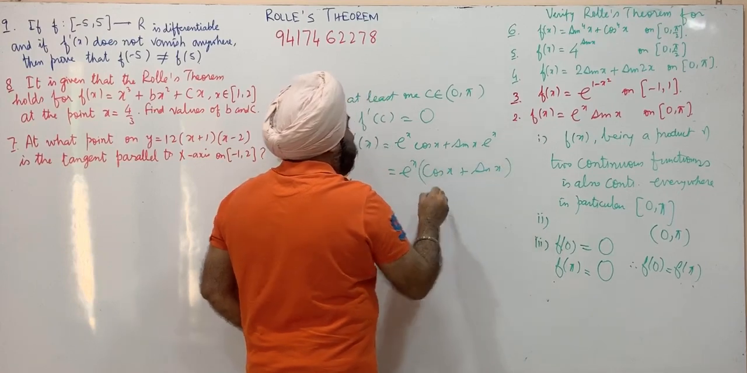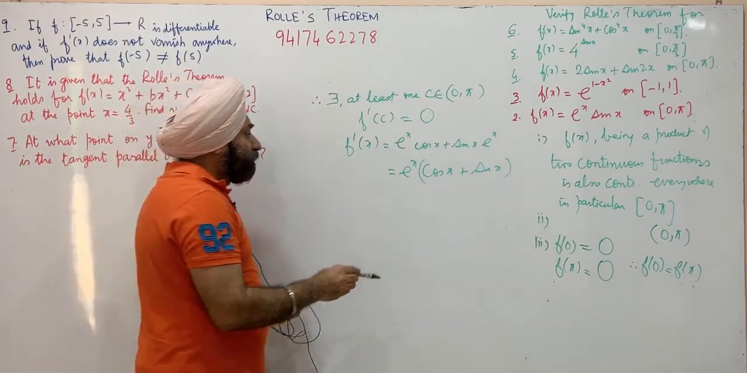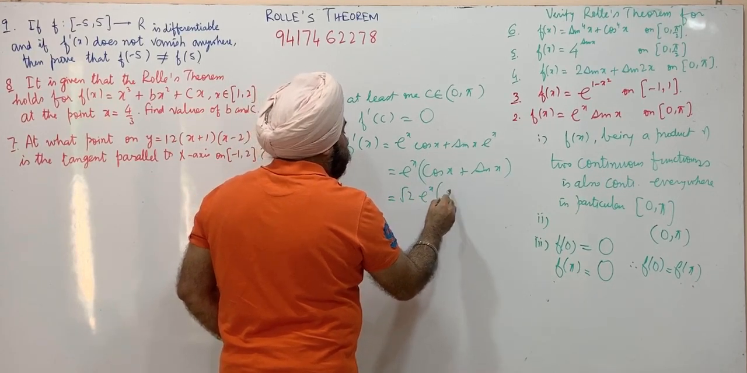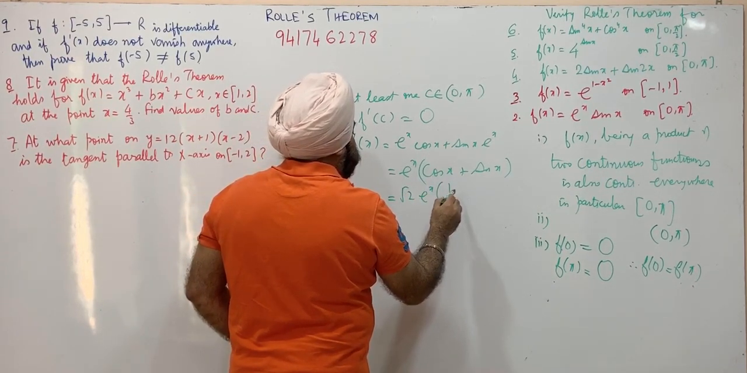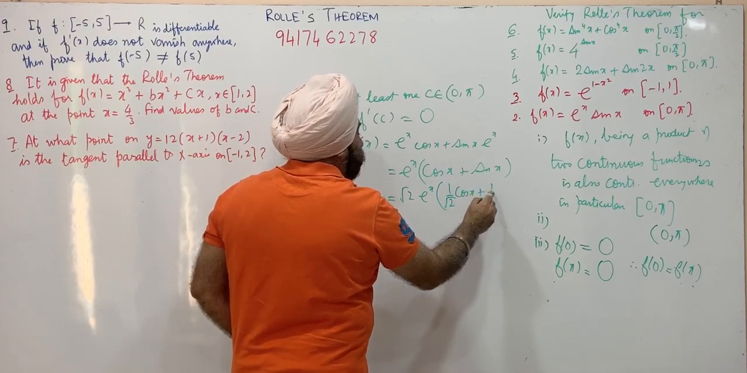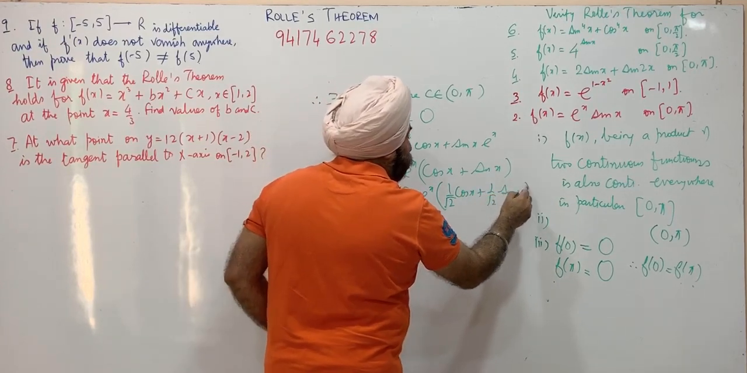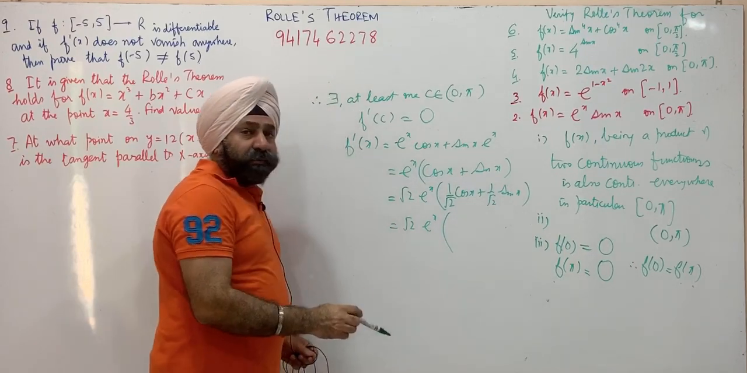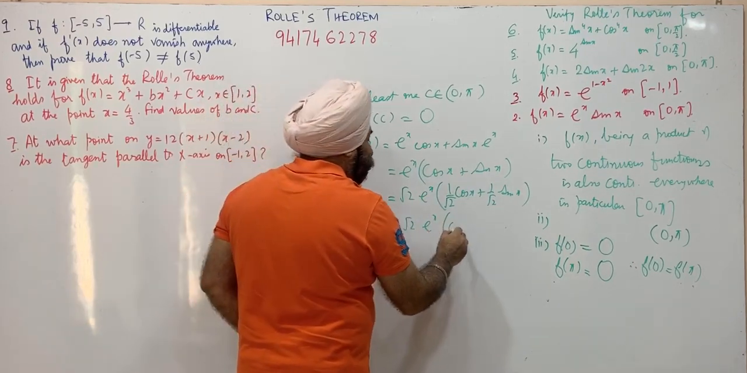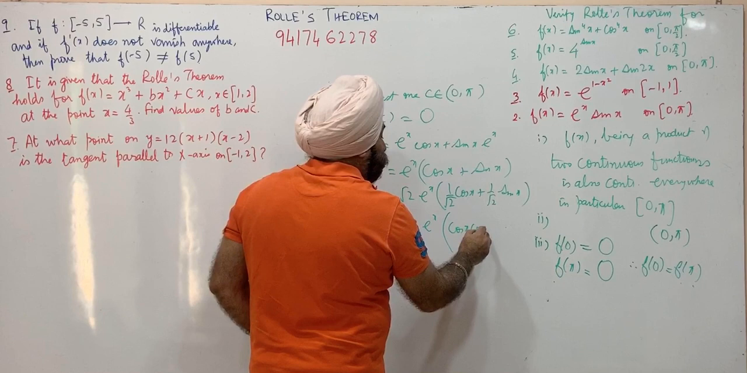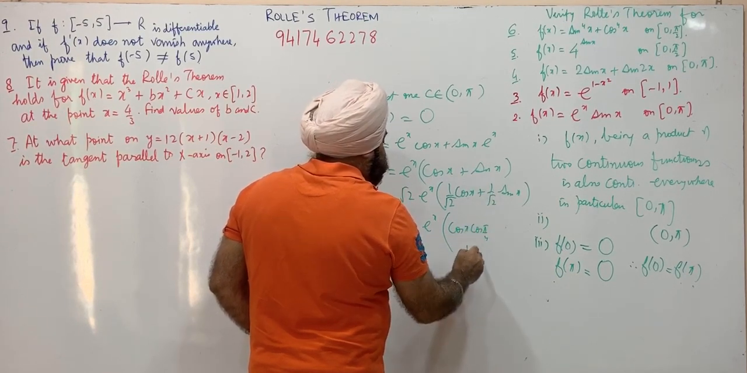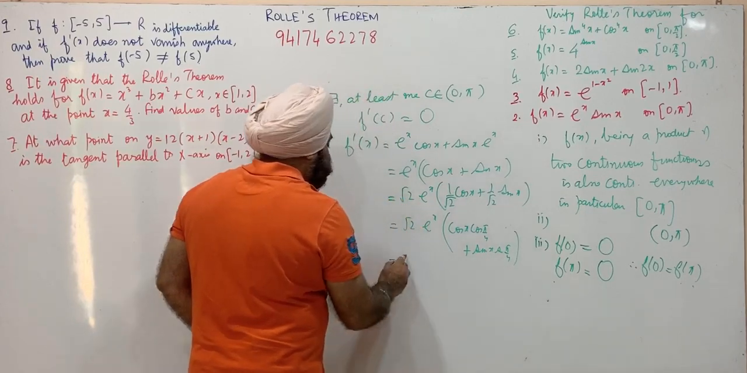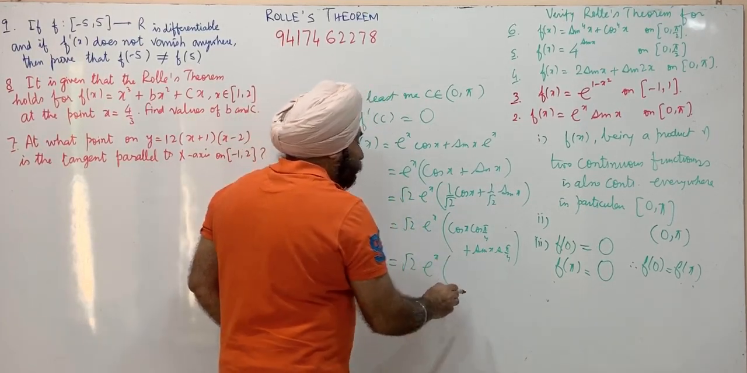So taking e raised power x common, it's cos x plus sin x, multiplying and dividing by root 2. This is root 2 into e raised power x, 1 by root 2 into cos of x plus 1 by root 2 into sin of x. Root 2 into e raised power x, 1 by root 2 can be written as cos of pi by 4. So this is cos x cos pi by 4, and this is sin x into sin of pi by 4.